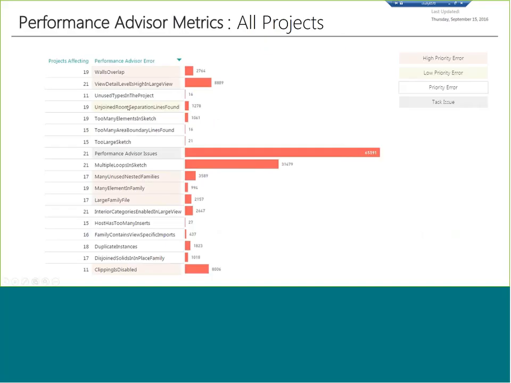So, excuse me, now going into the Performance Advisor metrics, this has been a bit of a work in progress for us. There's still some things that we're looking to add. But for what we have right now, the Performance Advisor here is looking at all projects. So we can see the warnings that Autodesk has outlined as what constitutes a slow model, what errors in your model might be giving you slow models. So here we're seeing the number of projects affected by each of those errors, and then the number of errors within each of those categories for the project.